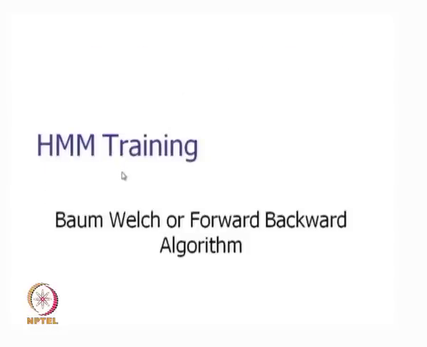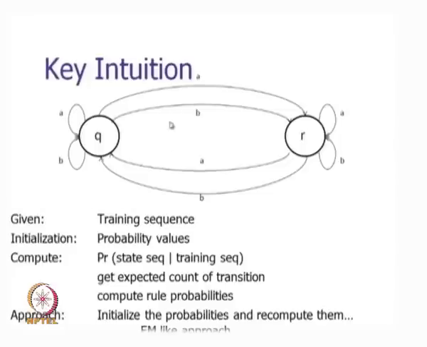So, we come back to hidden Markov model training, and this is very famously known as the Baum Welch or forward backward algorithm. So, the key intuition here is that we have a hidden Markov model. We start with some probability values assigned on the arcs, capturing the probability of transition from state to state with a particular output symbol, and then we use an expectation maximization like algorithm for training the HMM.